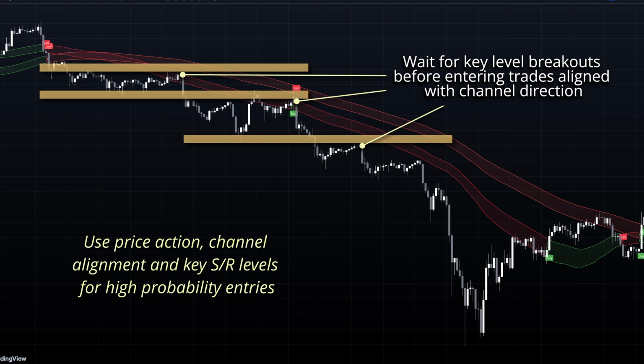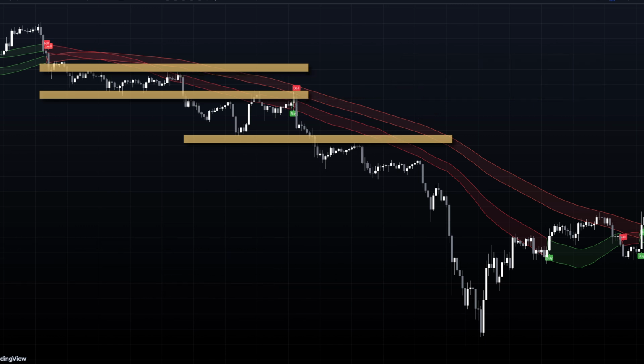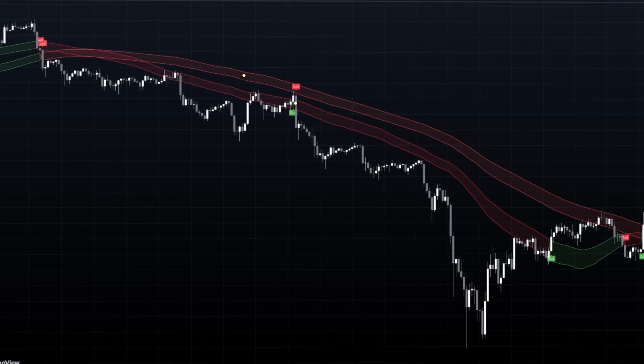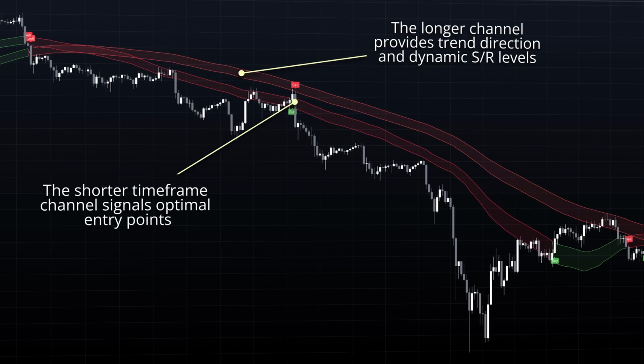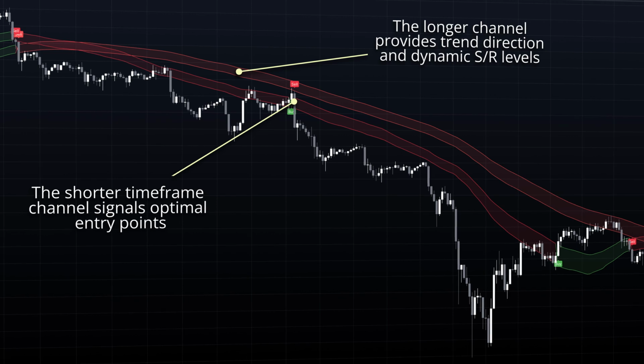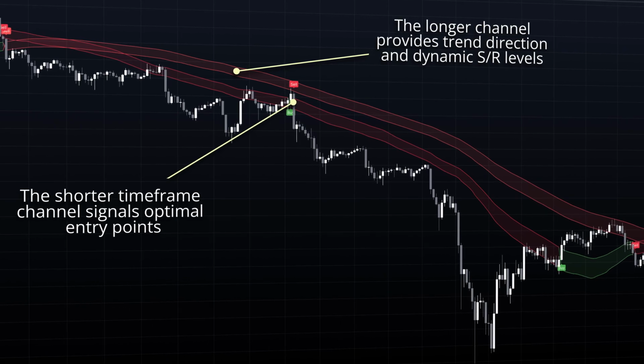What's particularly good about this indicator is its self-sufficiency. It requires minimal additional tools beyond basic support resistance or trend lines. This is due to its dual-channel setup, where the longer period provides main trend direction and acts as major dynamic support and resistance, while the lower period is used for entries.